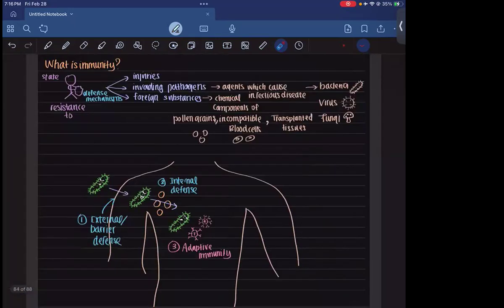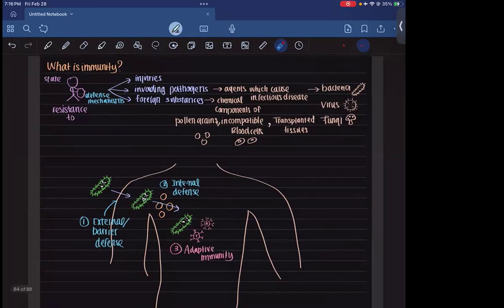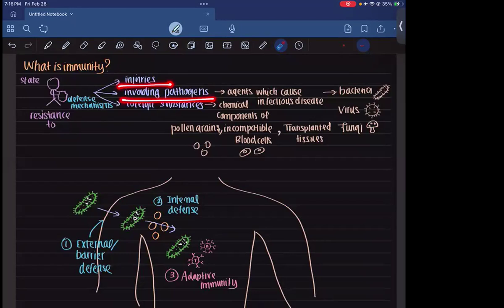Okay, so first of all, we have to understand the definition. So I told you first definition. So what is immunity? Why do we need immunity? Immunity means we are being resistant. Okay, so it is a condition, it is a state where you're being resistant to something. So you will be resistant to injuries, invading pathogens, and foreign substances. So what are the three things?